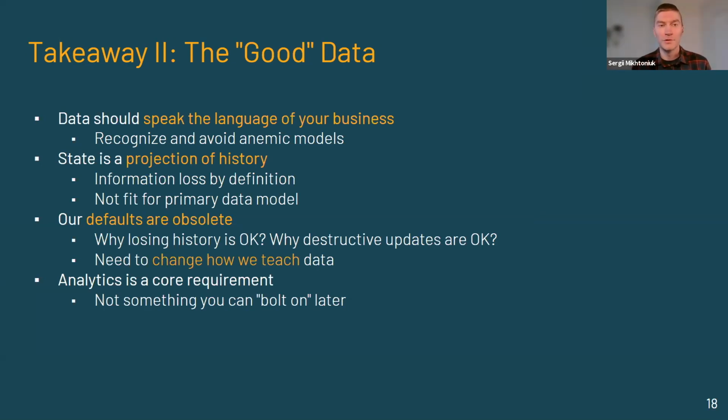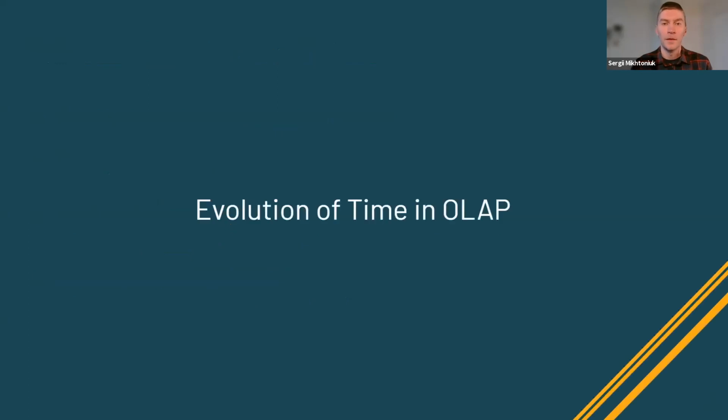State is just a projection of history. It has information loss by definition. So it's not fit to be your primary data model. And I think the defaults are obsolete. Why is it okay for us to lose history or do destructive updates as the first implementation? I really believe that something has to change in the way we teach data to young engineers, because analytics really is a core requirement, not something we can bolt on later.